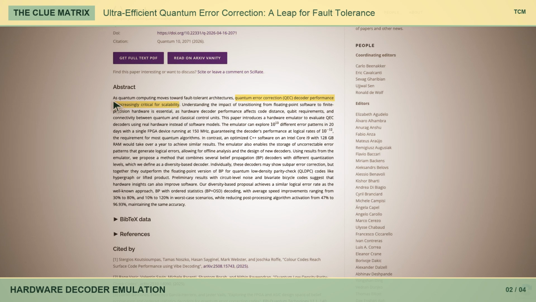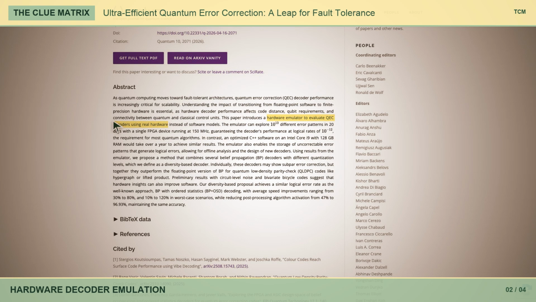Instead of just simulating decoders in software, this team built a hardware emulator to evaluate QEC decoders using real hardware. How much faster is this approach compared to the traditional software-only methods? The difference is striking. A single FPGA running at 150 megahertz on their emulator can explore 10 to the 13 different error patterns in just 20 days. That's an incredible speedup for validating decoder performance.